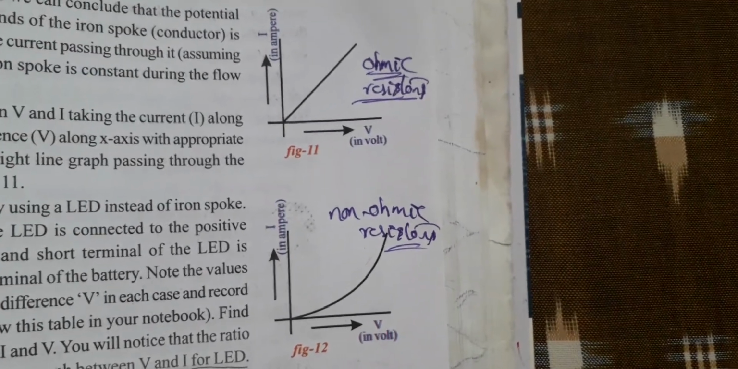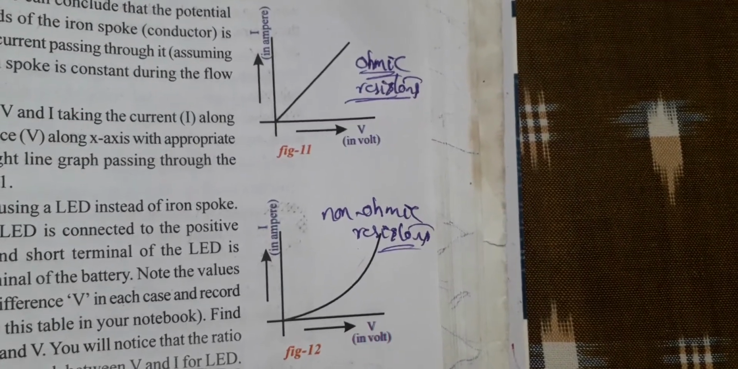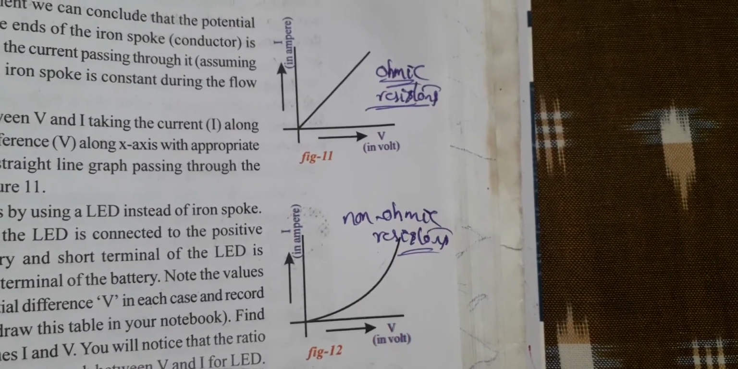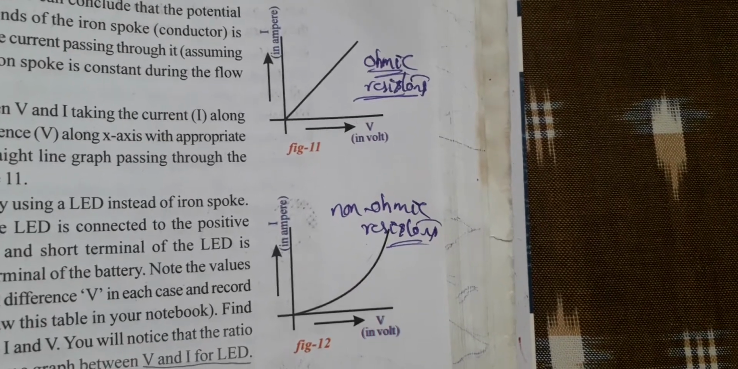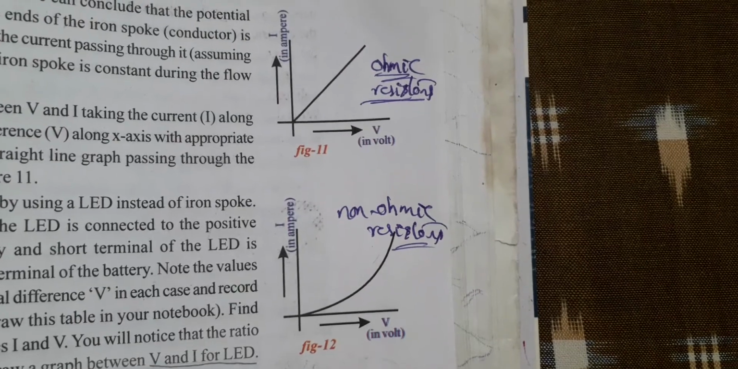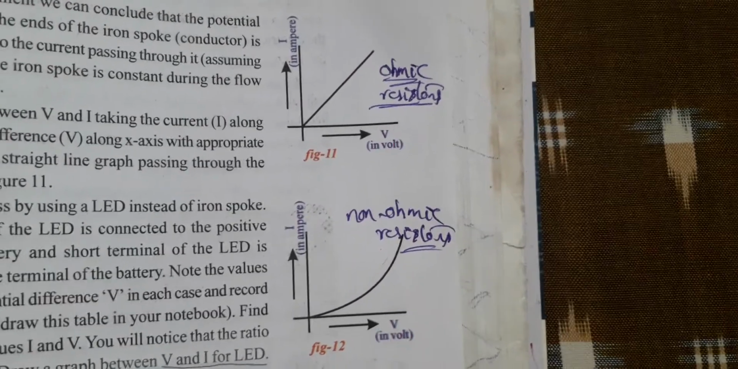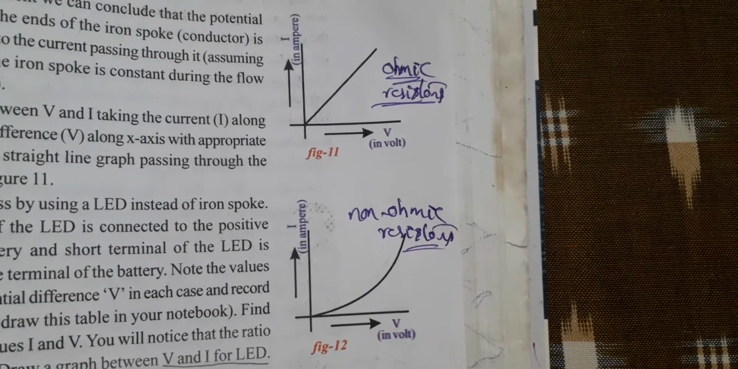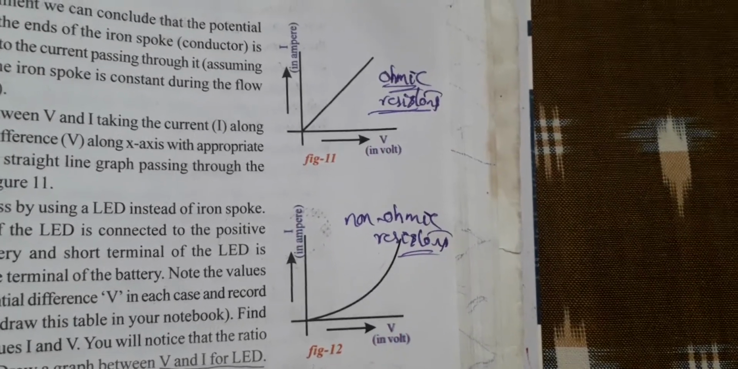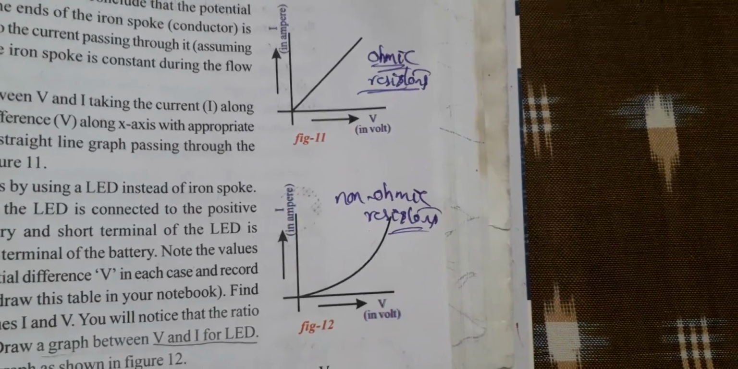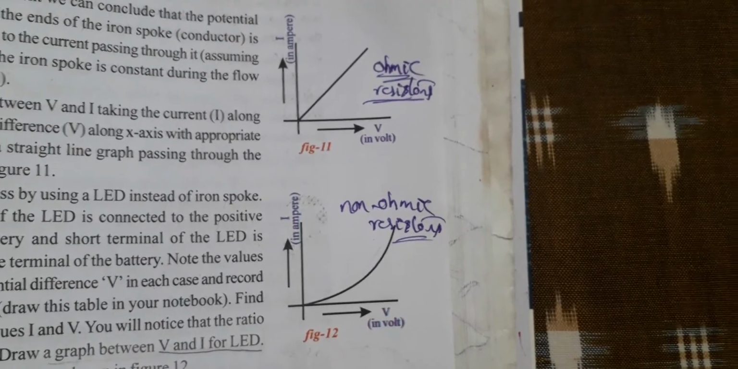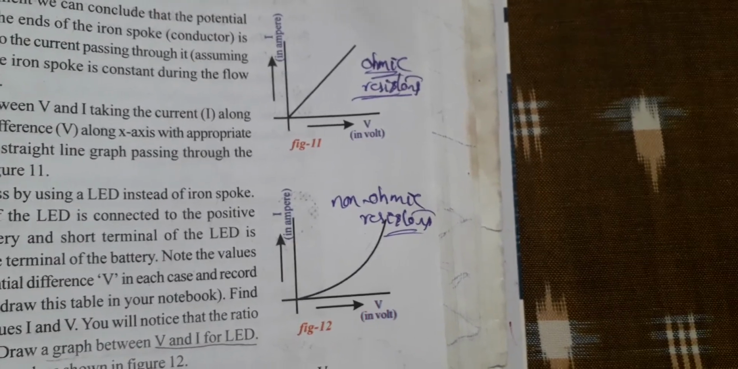If the difference is asked, you can say, first point, that resistors which obey Ohm's law are called ohmic resistors, and on the other side you write that those which do not obey Ohm's law are non-ohmic resistors. Second point, at constant temperature V and I are proportional; in the second case, V and I are not proportional. Third, almost all metals are ohmic resistors, and semiconductor devices are non-ohmic resistors. This is how you can write the difference between ohmic and non-ohmic resistors.